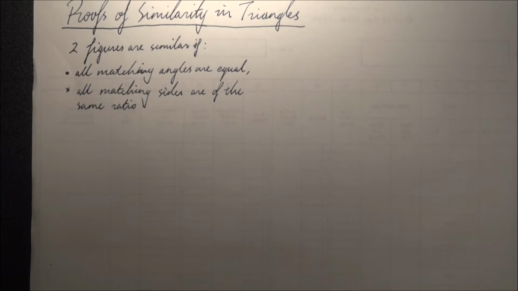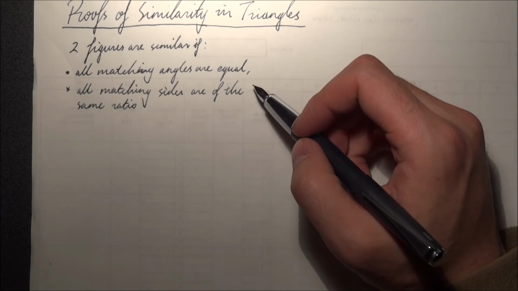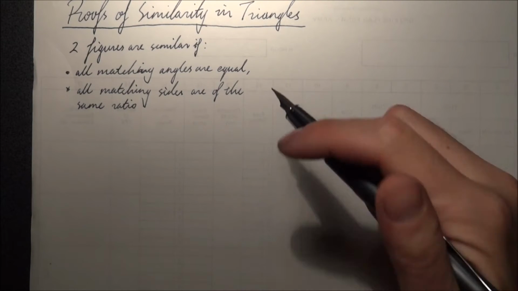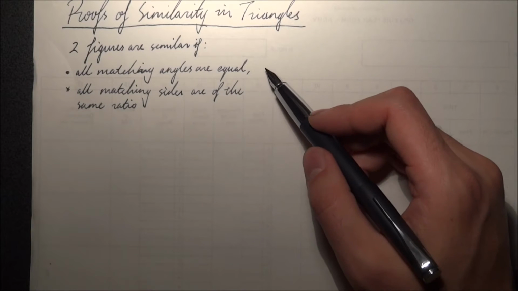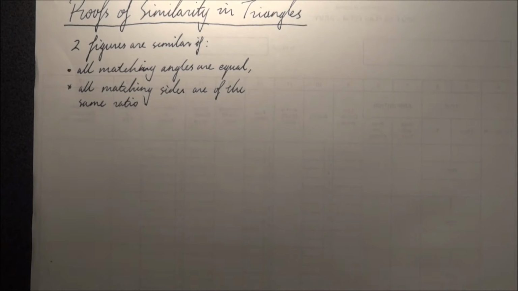Well, if you recall, previously we stated that two figures are similar if all matching angles are equal and all matching sides are of the same ratio, yeah? Because angle kind of limits its overall shape, and the sides limit its proportionality and size.